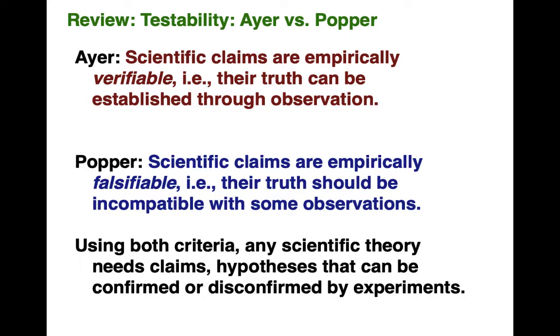Alfred Ayer offered the notion of verifiability, which is the idea that scientific claims are empirically verifiable in that their truth can be established through controlled observations. Karl Popper offered the idea that scientific claims are empirically falsifiable, that is, their truth should be incompatible with some observations. We can use both criteria. Any scientific theory needs claims, hypotheses, that can be confirmed or disconfirmed by experiments.